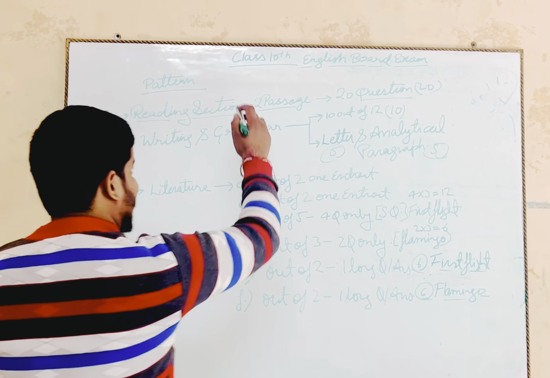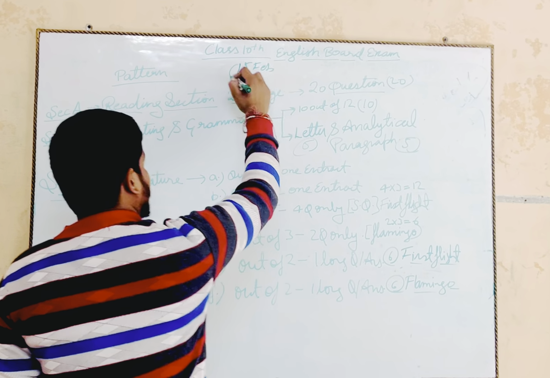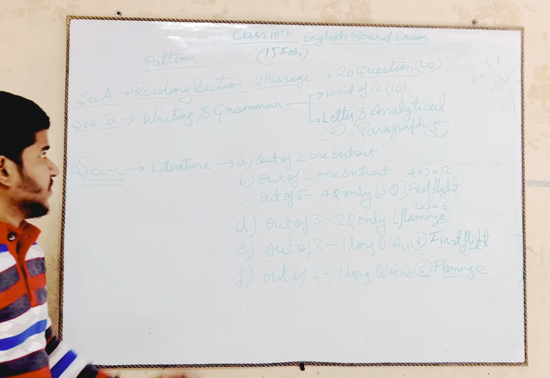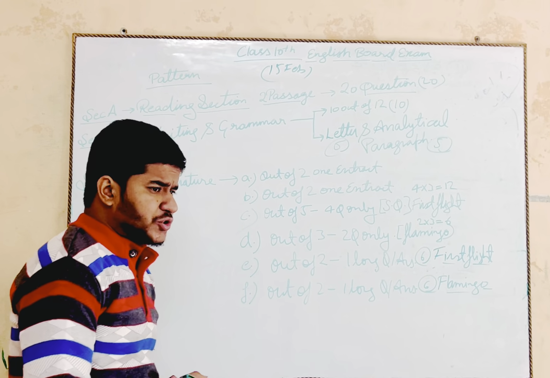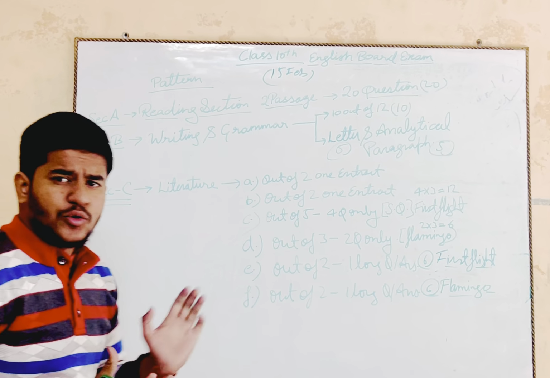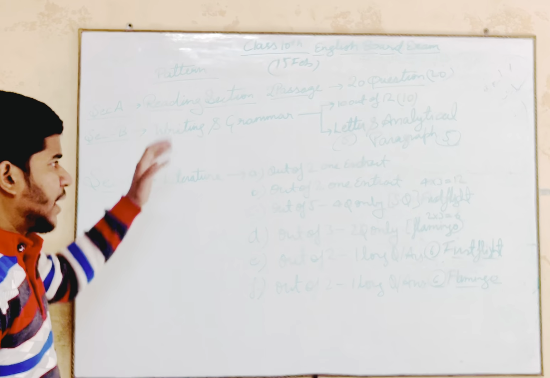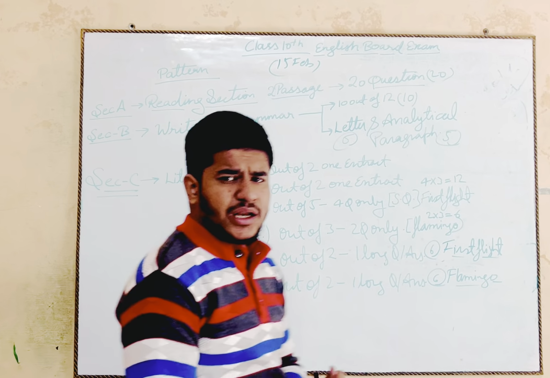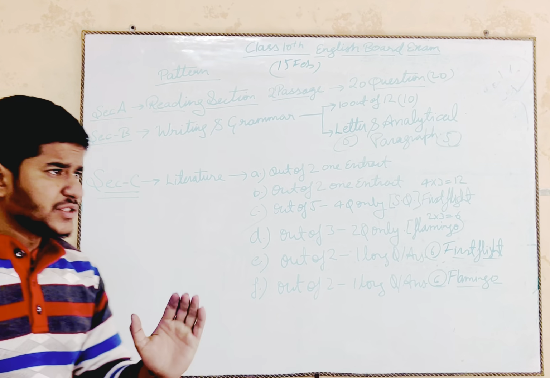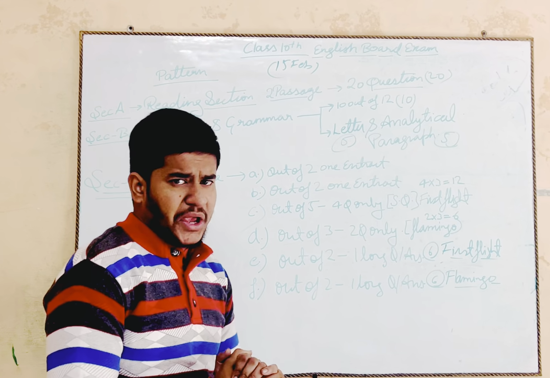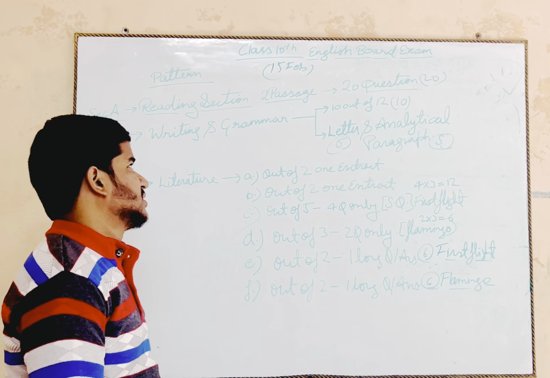So the class 10 English board exam is on 15 Feb. So basically only 10 days are left for the English board exam. The first thing is that you know the syllabus, and the second most important thing is that you know the pattern. If you don't know the pattern, you can't solve the paper in 3 hours. So the pattern is one of the most important things. So let's see the pattern of the class 10 English board exam.